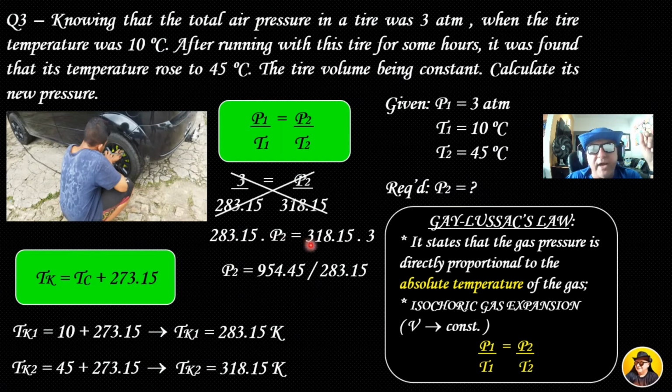So 318.15 times 3 is 954.45 over 283.15. That was multiplied, now it is dividing. Doing this division, I have that P2 is about 3.37 atmosphere. So question number 3 is done. Let's see question number 4.